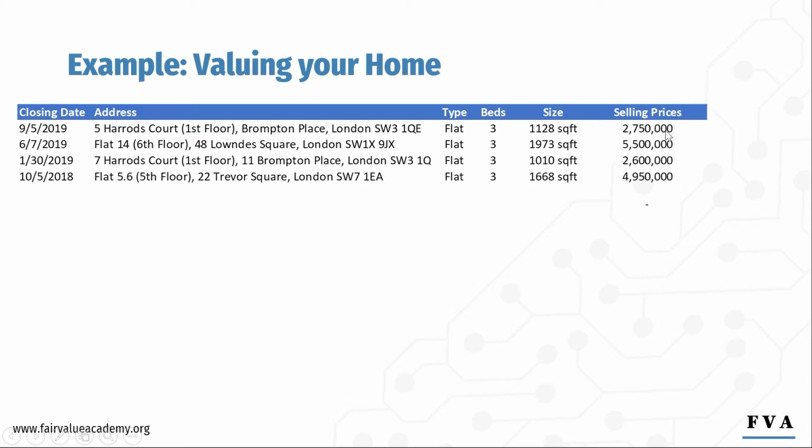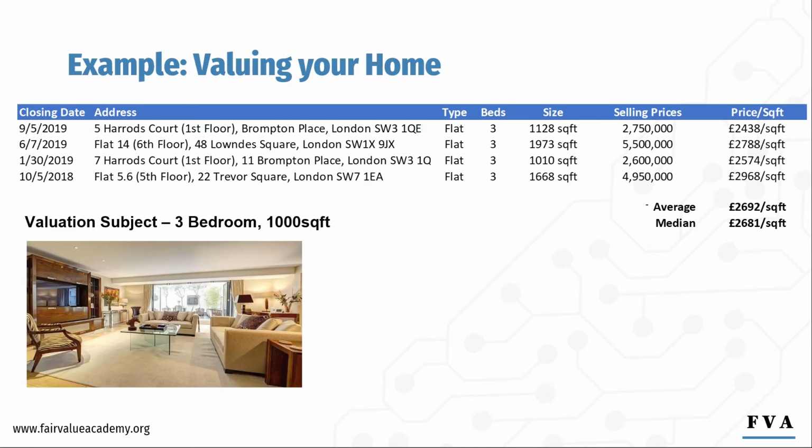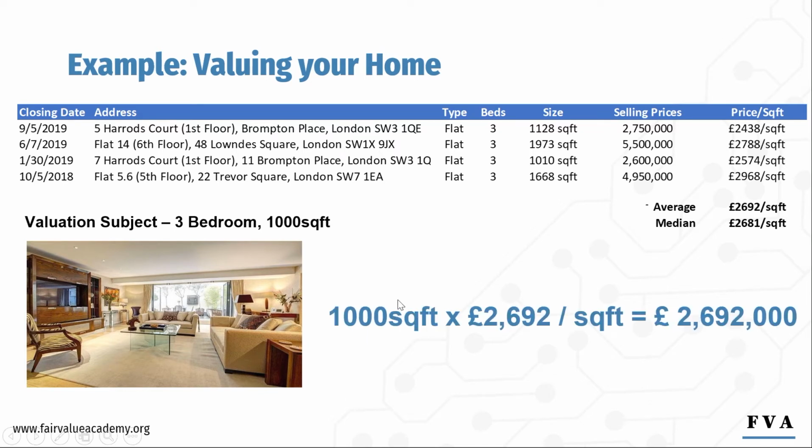To make this comparable, we look at price per square foot. And this is more meaningful as we can compare, and clearly we can see that the apartment in Trevor Square is the most expensive, whereas there's one in Harrods, which seems to be the cheapest. And we deduce that the price per square foot for a luxury 3-bedroom apartment in central London is around 2,700 per square foot. So let's look back at the 3-bedroom home which you want to sell, which is 1,000 square foot. How do we value this? If your property is 1,000 square foot, and we know that the average market price is around 2,700, then the value of your home should be worth around 2.69 million.